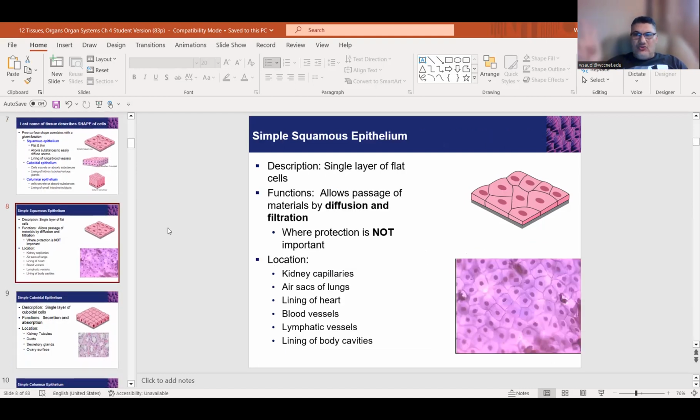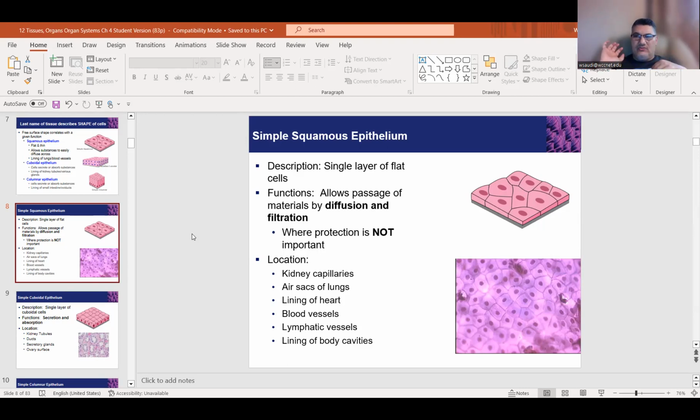Now, I give you two ways to classify. The first depends on how many layers. Can be simple, it can be stratified, and it can be pseudostratified. So this is for the layers. How many layers? One, simple. Multiple, two or more, stratified. Looks like false, pseudostratified. Number 2, shape of the cells: flat, squamous; cube, cuboidal; column, columnar.